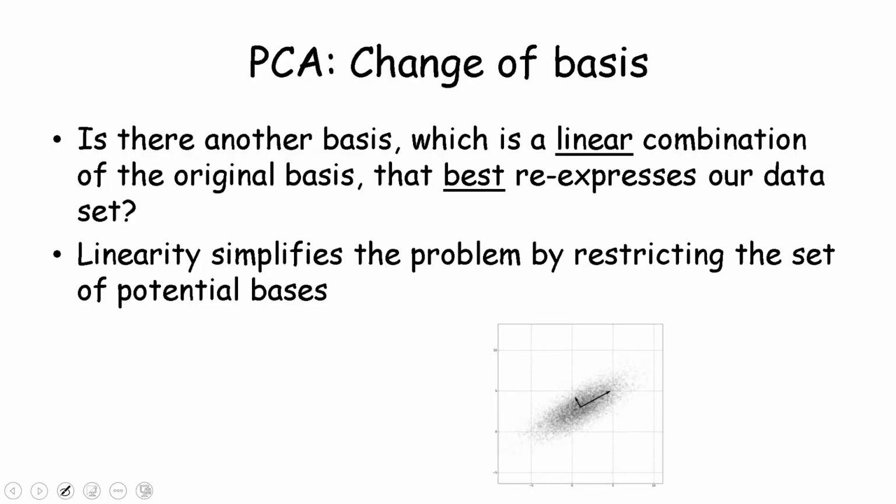Principal component analysis asks the following question. Can I transform my data into a different coordinate system and in doing so re-express the data as best as I can? And what we mean by best will become clear as we go on. Transforming the data means taking the values in the original coordinate system and rewriting them as values in a new coordinate system.